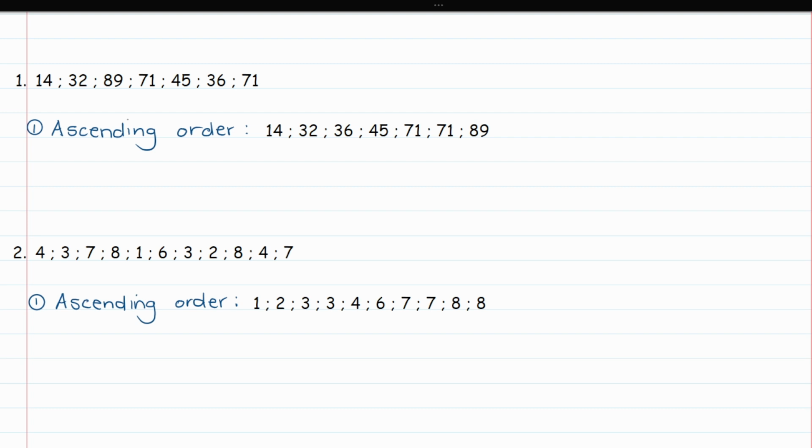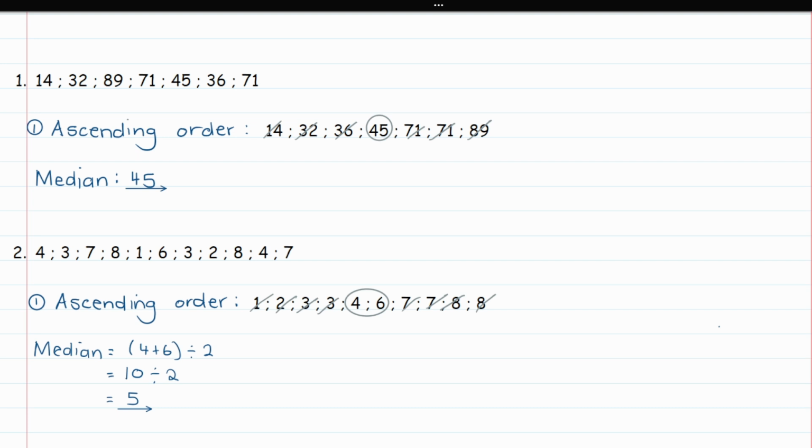Now for the answers. For our first set of data, we have an odd number of numbers, so there's only one number in the middle, which is 45. Question 2, we have an even set of numbers, which leaves us with 2 numbers in the middle, 4 and 6. When I add them together, I get 10. Half of that is 5.